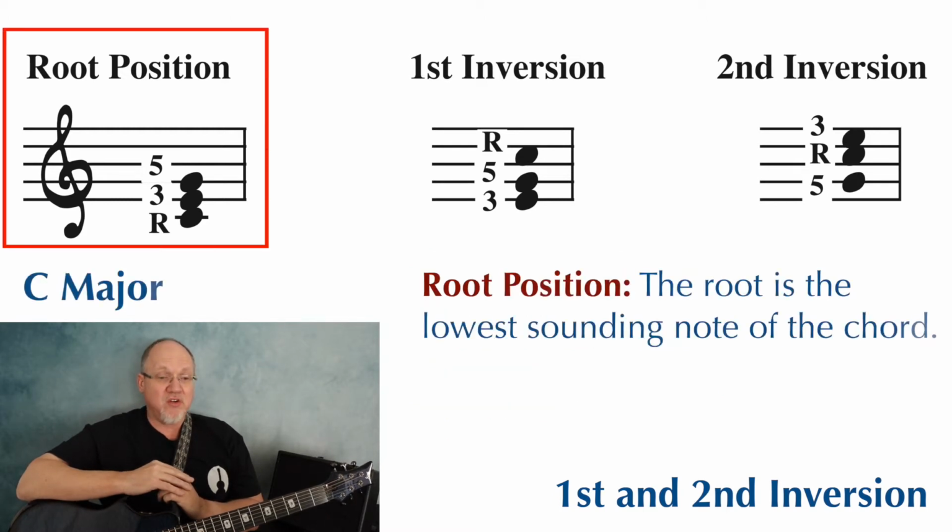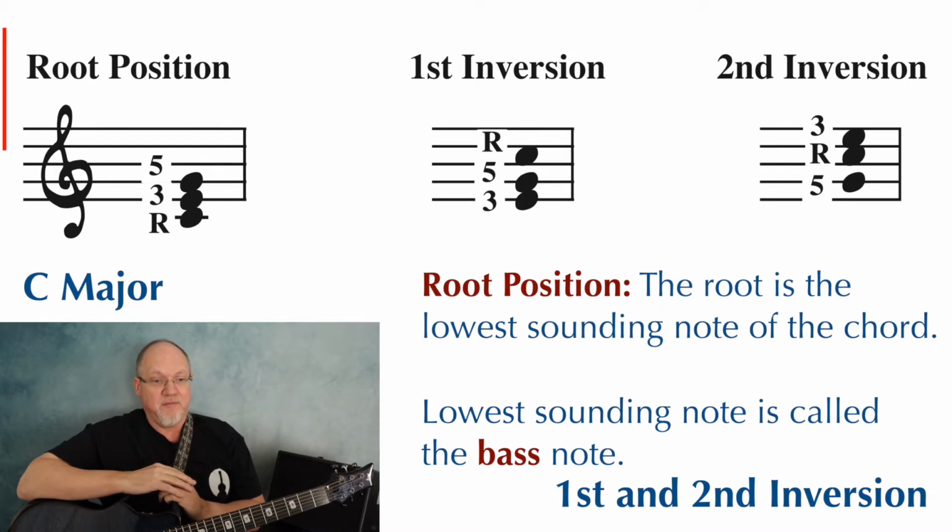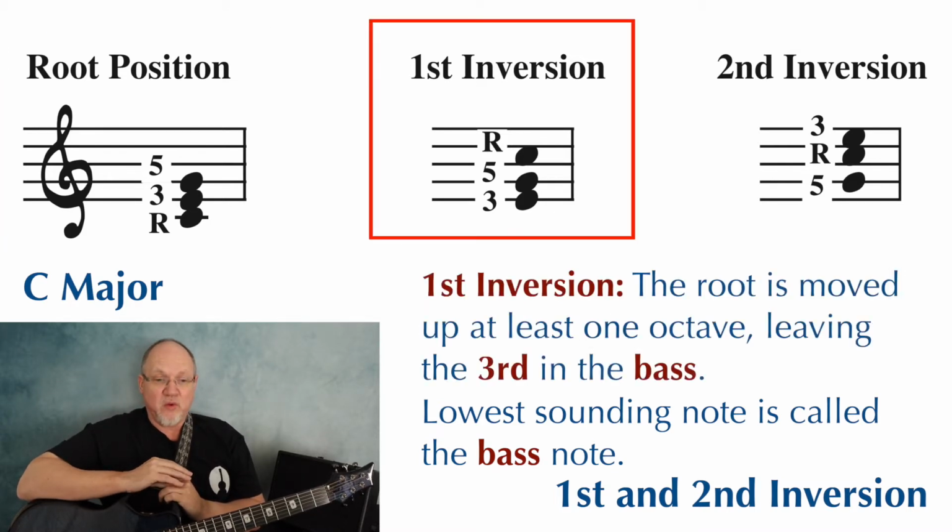Here's a C major chord in root position. From bottom to top, we have a root, third, and a fifth. And in root position, the root is the lowest sounding note of the chord. Here's another C chord. This one is in first inversion. In first inversion, the root is moved up at least one octave, leaving the third as the lowest sounding note of the chord. And we can see in the chord right there, we have from bottom to top, the third, the fifth, and then the root.